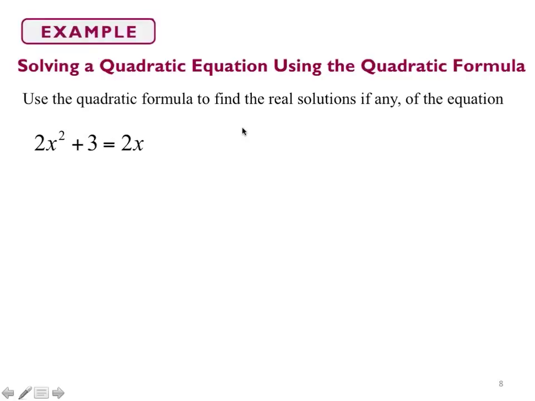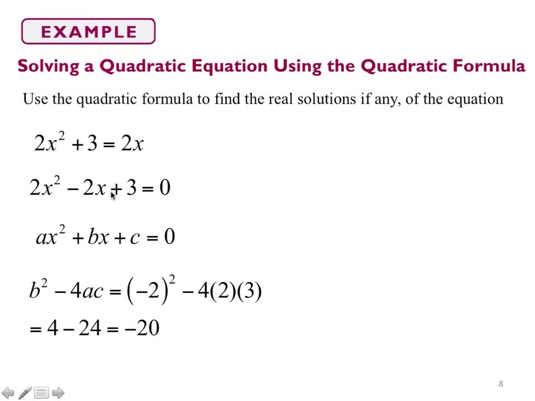Okay, so let's look at this example here. We have 2x squared plus 3 equals 2x. We need to get everything so it's on the same side. I would suggest the left-hand side. So we have 2x squared minus 2x plus 3 equals 0. So first thing I would suggest doing is writing out what your a, b, and c are. So I'd write a equals 2, b equals negative 2, c equals 3. I jot those down on my paper so that I can actually use the quadratic formula.